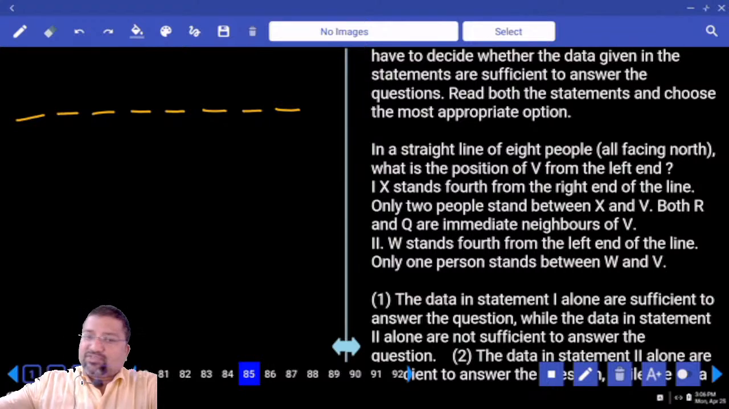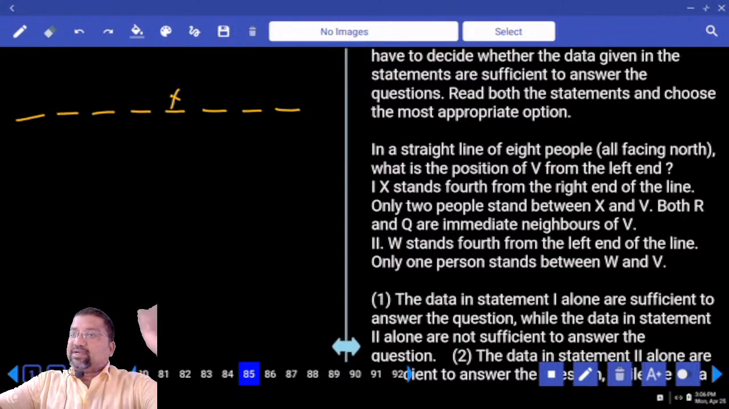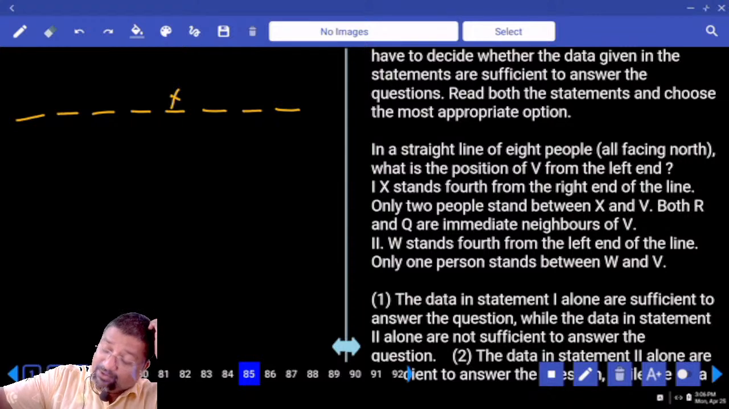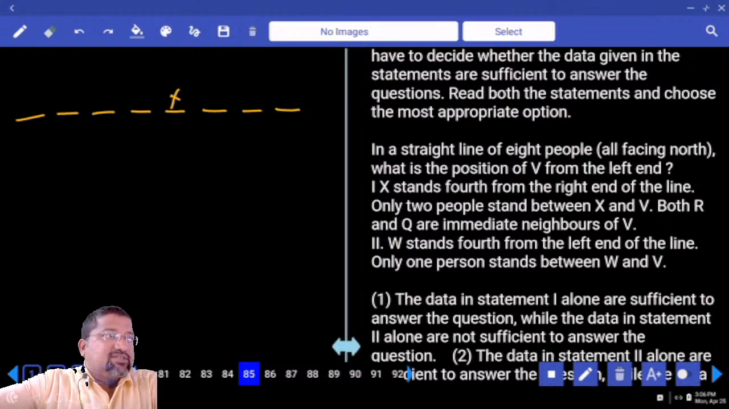X stands 4th from the right hand. This is X. Only 2 people stand between X and V. Both R and Q are immediate neighbors of V. So, V has how many neighbors? If V has two neighbors, can V sit in the corner?